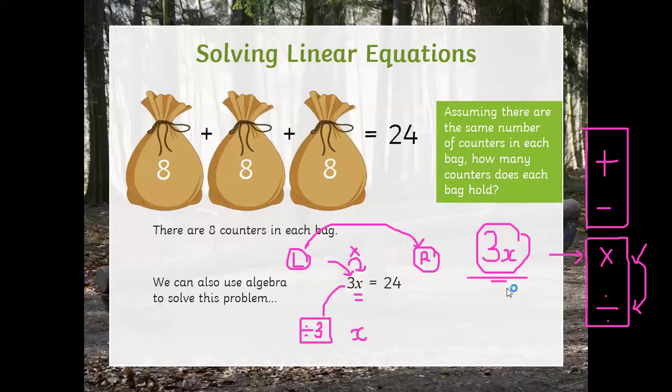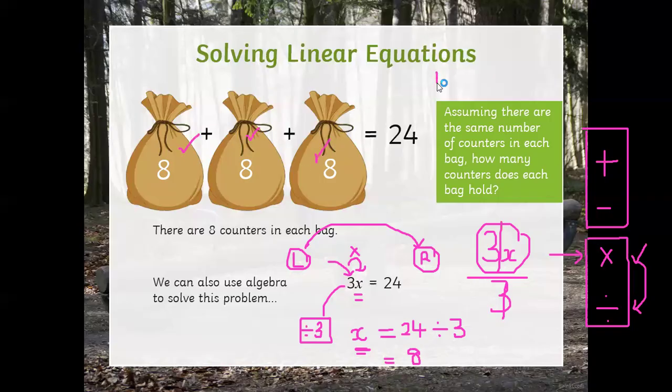Now, what happens when 3x is divided by 3? It will cancel off, leaving you with x. And then you write the equal sign. And what you did on the left, you must also do on the right. So you also divide by 3 on the right, leaving you with the answer 8. So this is a very simple example. You can see the pictures to help you.